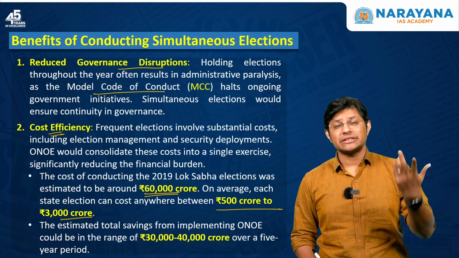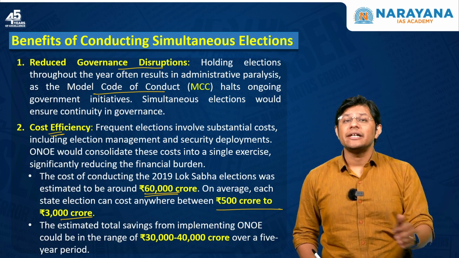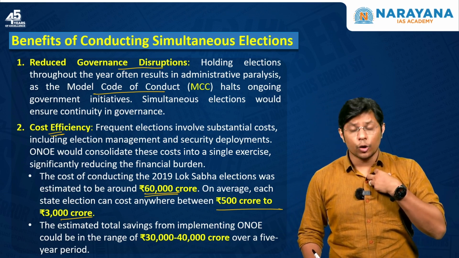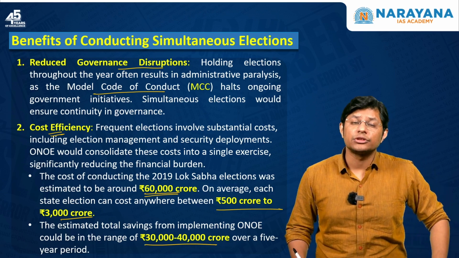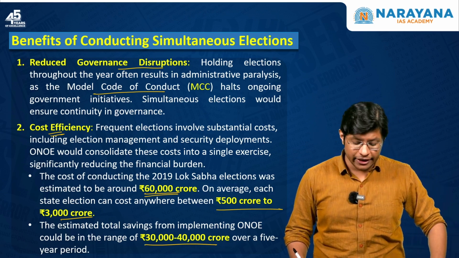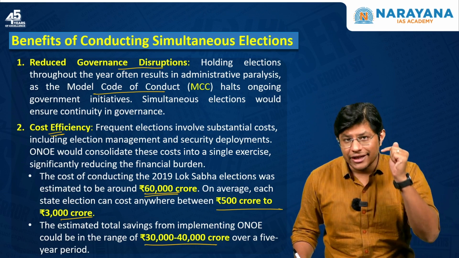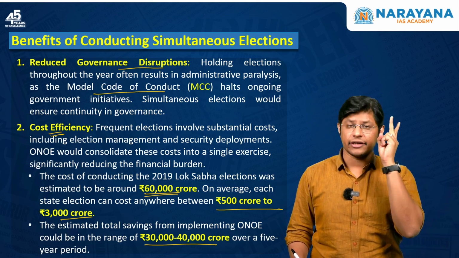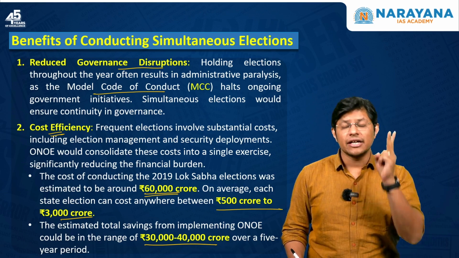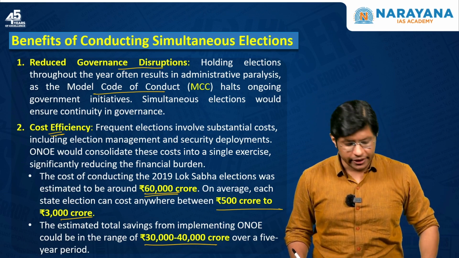So, the experts argue that if we have simultaneous elections, our country would save close to 30,000 to 40,000 crore every year, which means there will be cost efficiency. This is the second benefit or second advantage, that it will save a considerable amount of money.